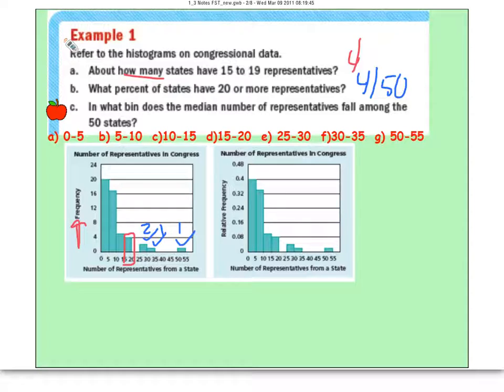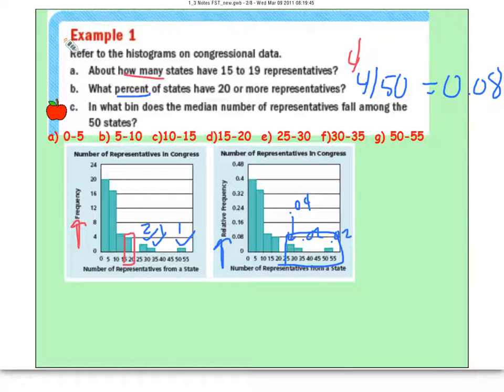Or you could go to the relative frequency, which already records percentages, and for 20 or more would be, again, these 3 bars. If this top bar here goes up to 8, then this is probably about a 0.04. This looks like it's a 0.02 and a 0.02. If you add those together, we're going to get a 0.08, or about 8%.